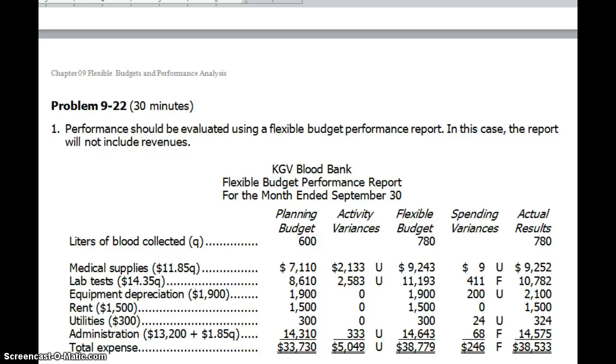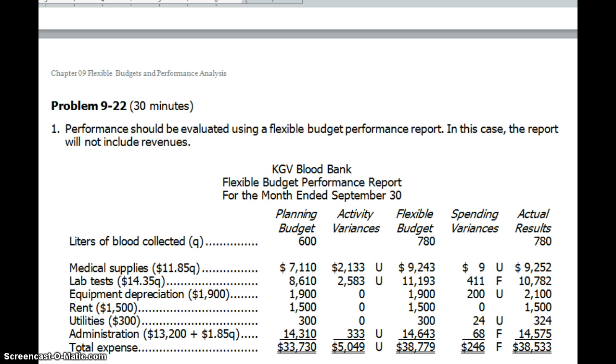Welcome to our discussion of Problem 9-22 on page 411 of Chapter 9. Problem 9-22 requires us to prepare a flexible budget performance report for a nonprofit organization. What's different about this problem compared to other problems we've seen in class is that it just looks at the expense side of the profit and loss statement.